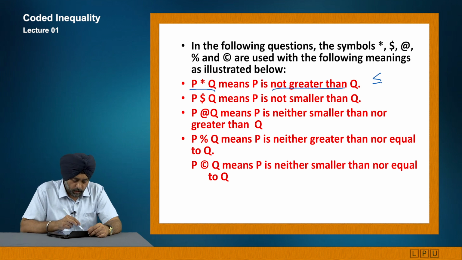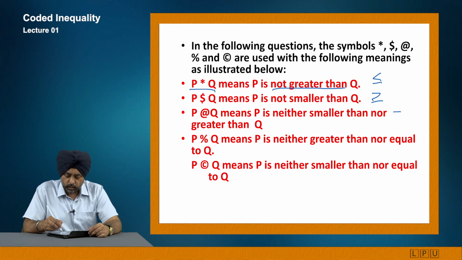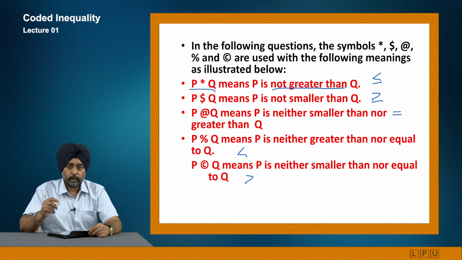Let us come to the next. P dollar Q means what? P is not smaller than Q. Not smaller means it could be greater than or equal to, but not smaller. P at the rate Q means P is neither smaller nor greater than Q. Neither smaller nor greater than means it will be equal. So at the rate means equal sign. P percentage Q means P is neither greater than nor equal. Neither greater than nor equal will definitely mean it will be smaller. Next, P copyright Q means P is neither smaller than nor equal to, means it is definitely greater.